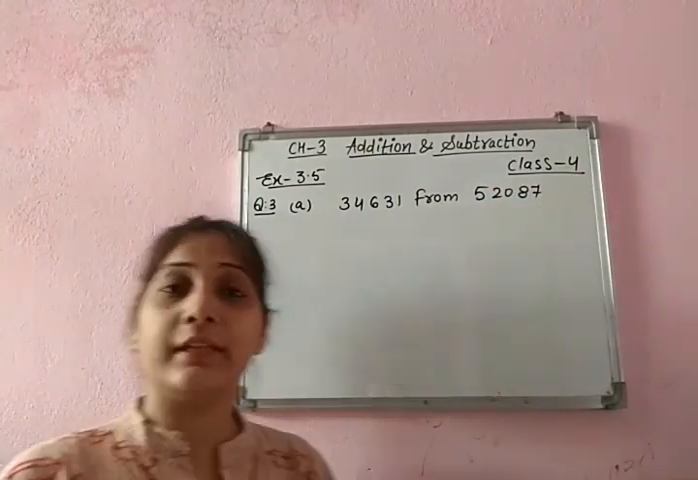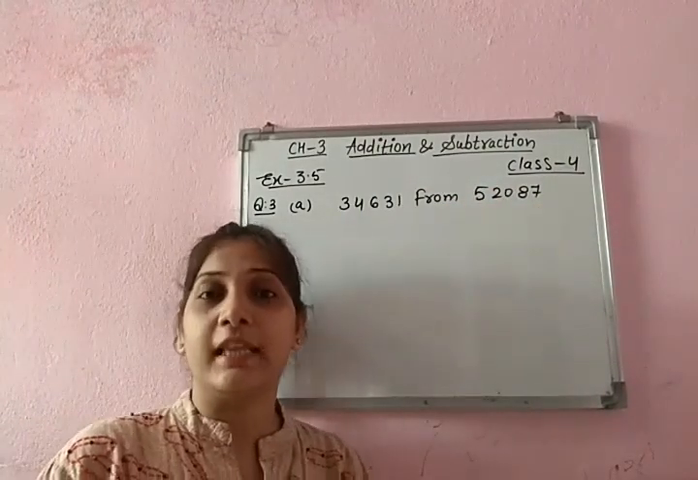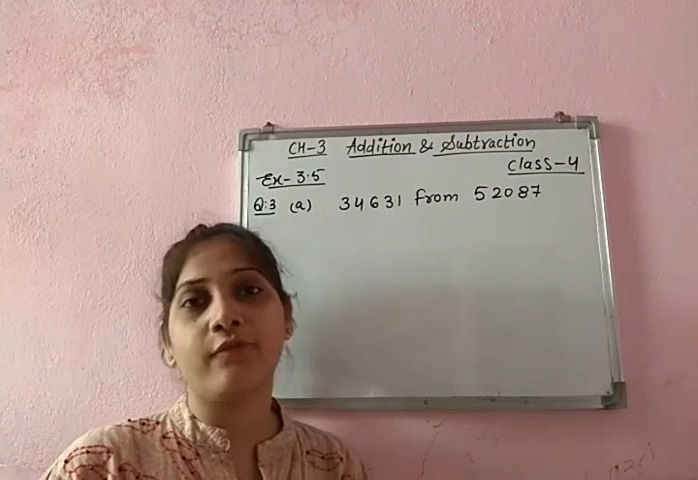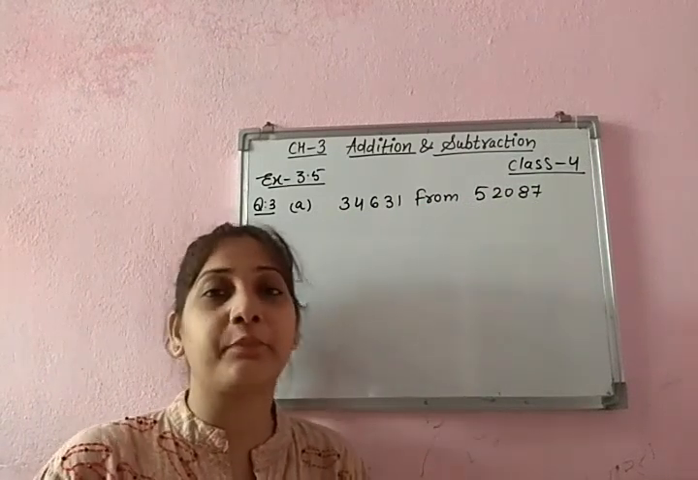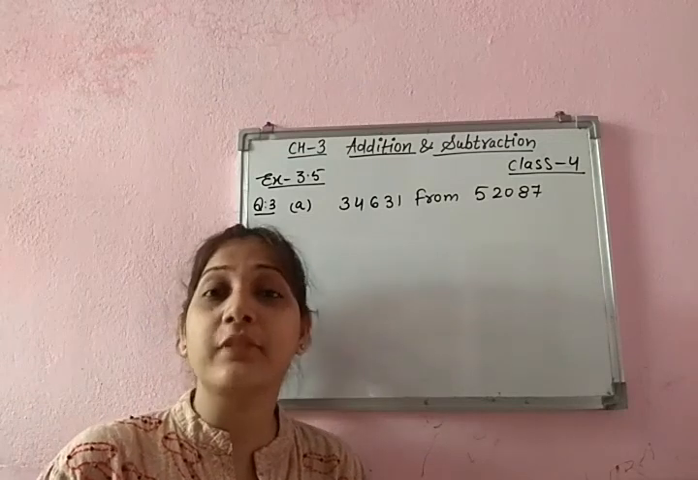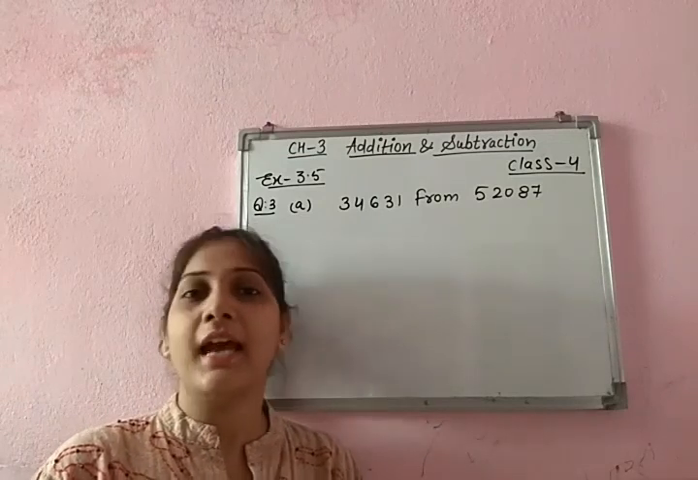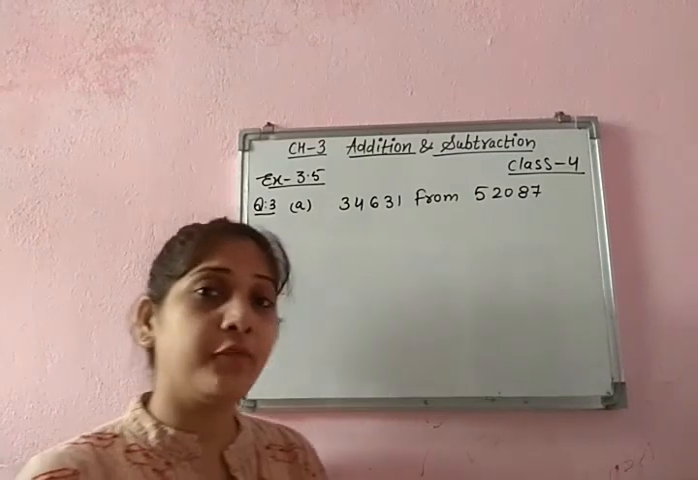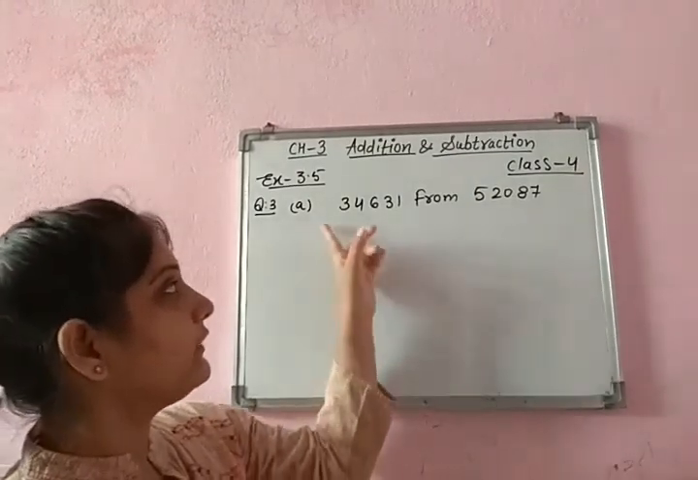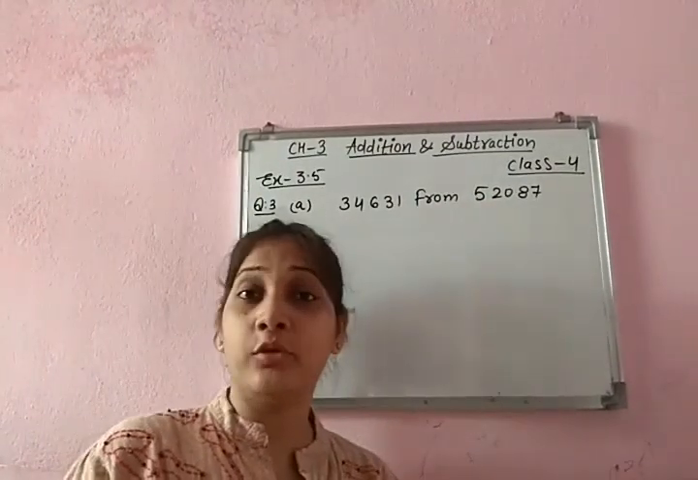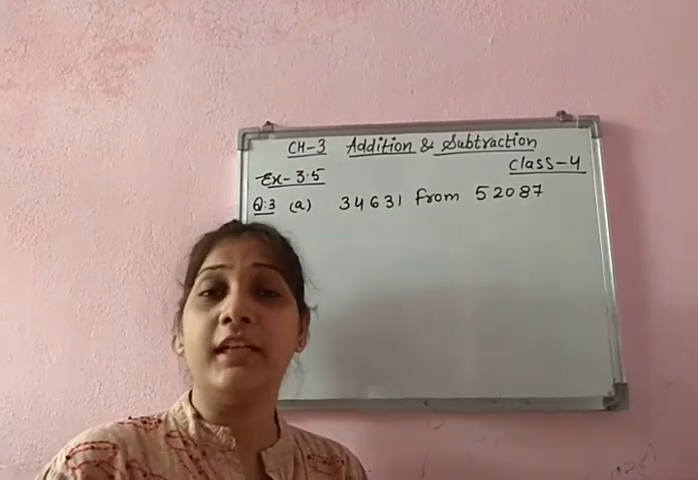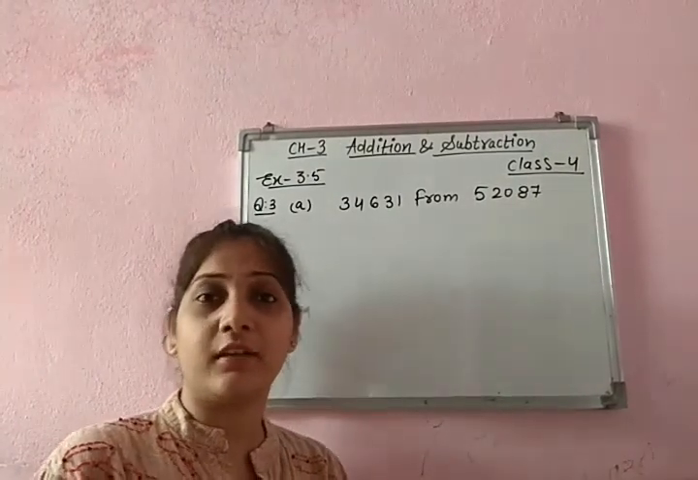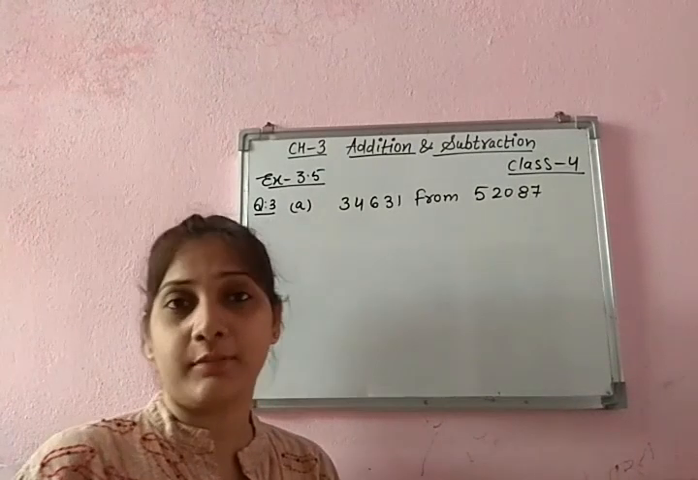As I told in my previous video also, the number from which we subtract is the minuend, the number which we have to subtract is known as the subtrahend, and the answer is known as the difference. The first thing we know is that from the bigger we can only subtract the smaller one; we cannot subtract the bigger one from the smaller.